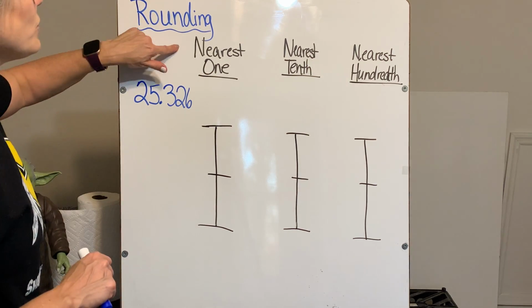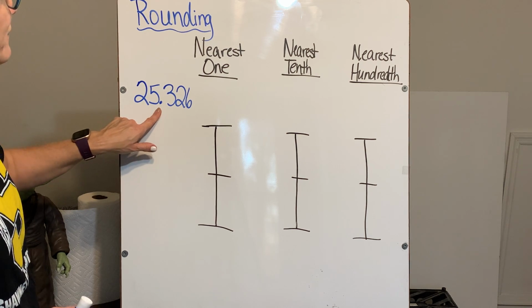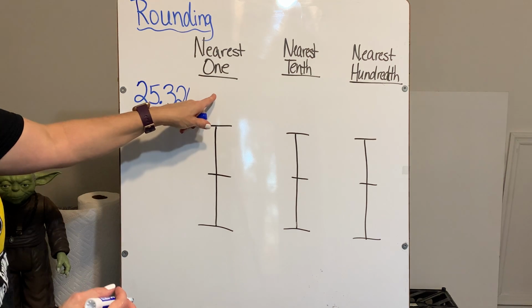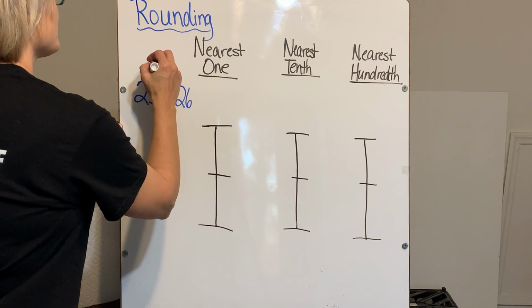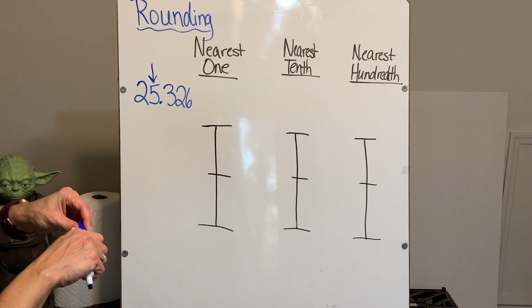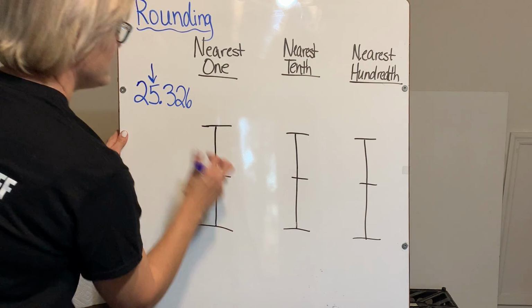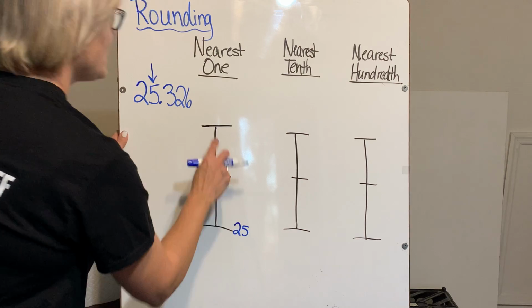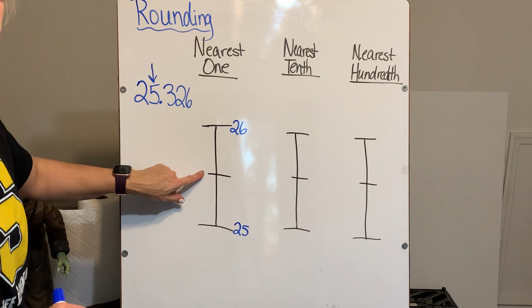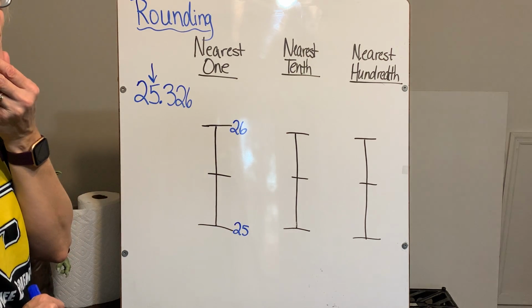So, rounding to the nearest one, $1. We've got 25 and 326 thousandths. If we're rounding to the nearest dollar, we're going to be looking at the ones. We're going to start here: 25 goes at the bottom, and 26 is what we're going to put at the top. So what would go in between 25 and 26?